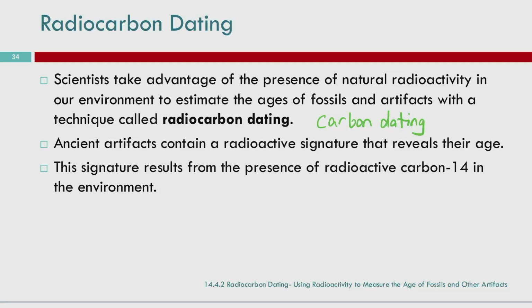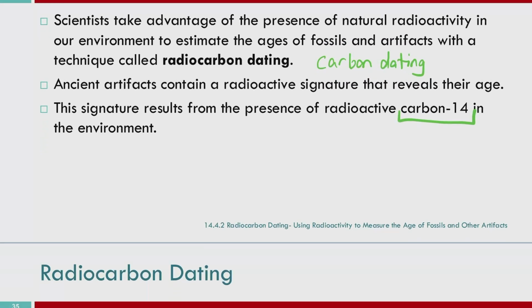So carbon dating can be used because of natural radioactivity in our environment. You can use it to estimate the ages of fossils and other artifacts, kind of just old stuff that's out in the environment. Lots of ancient artifacts, not all, but lots of them, contain a radioactive signature that reveals their age. And this is based off of the presence of radioactive carbon-14 in the environment. So it's specifically carbon-14, and the carbon is why it's called carbon or radiocarbon dating.